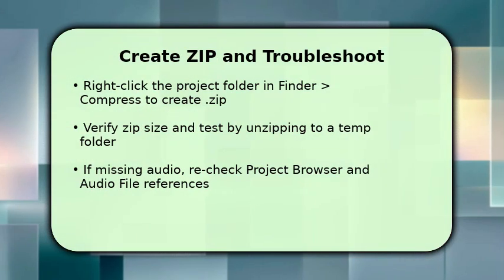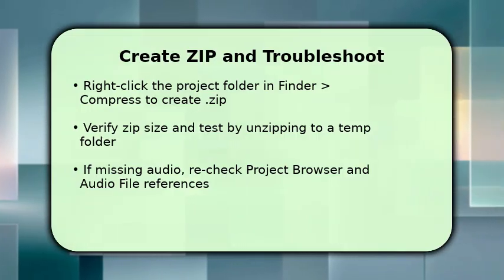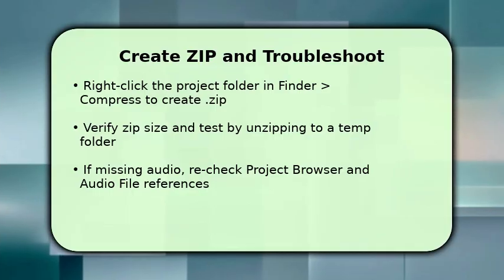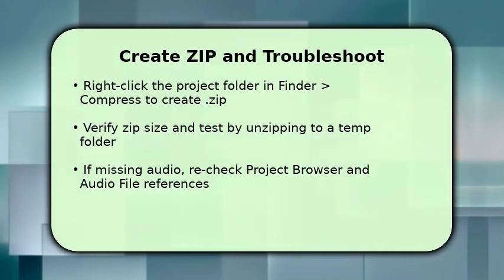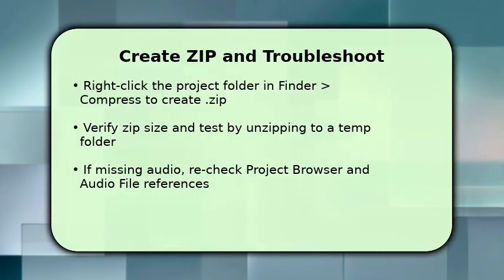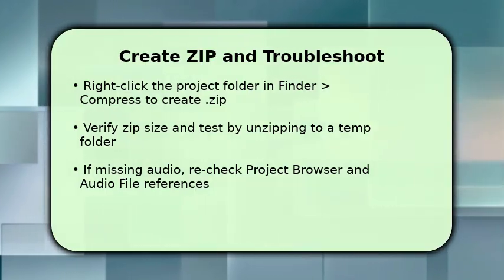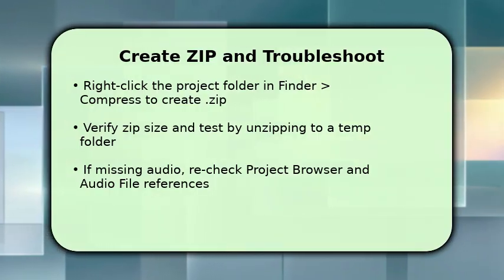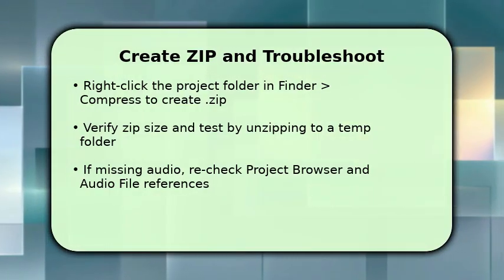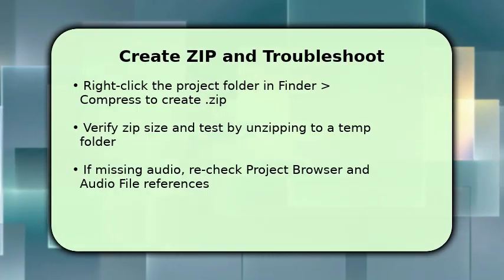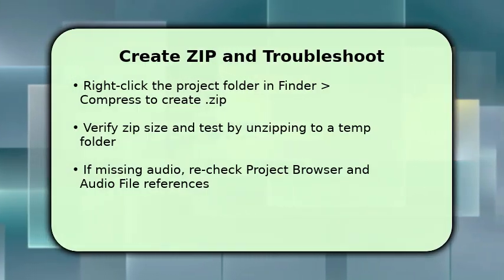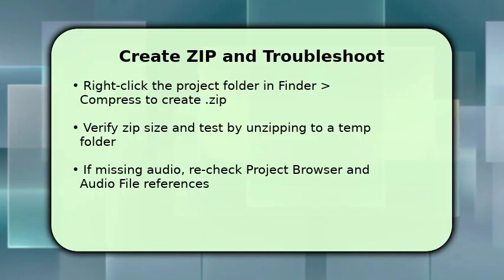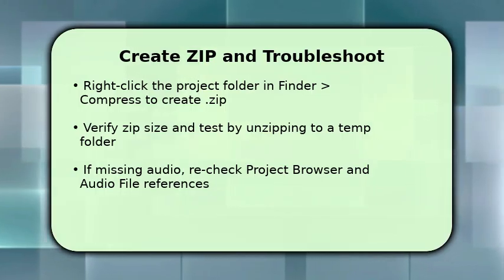In Finder, right-click the finished project folder and choose Compress to create a zip file. This preserves folder structure and is easy to transfer. Once the zip is created, unzip it into a temporary folder and open the project in Logic Pro X to confirm all tracks and plugins load correctly. If something fails, make sure Consolidate or Copy External Files was run and check the project browser for missing audio. Re-export the missing files and rezip before sending.